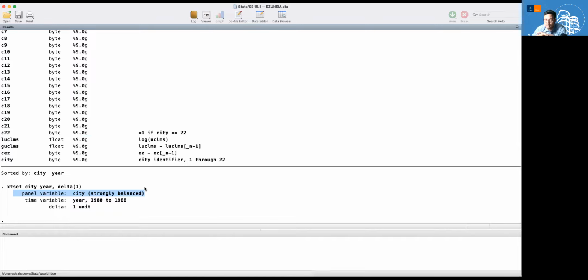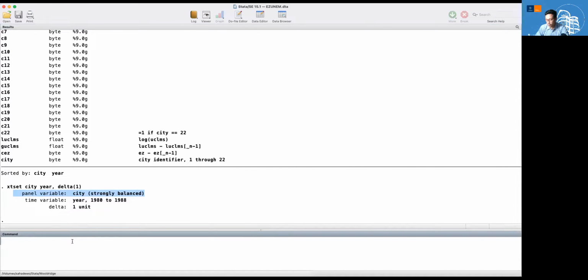And as we said, since this is data at the aggregate level, at the city level, you're more likely to have a balanced data set. In other cases, if you have individual level data, household level data, or firm level data, this may not be the case. So you're more likely to observe unbalanced panel data.